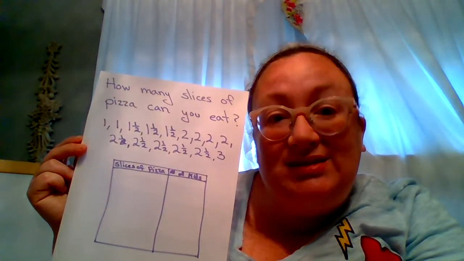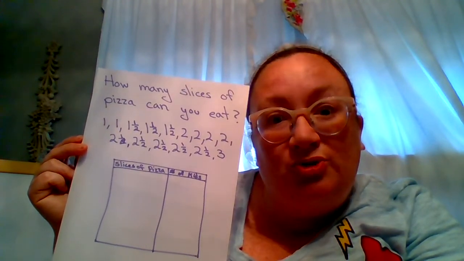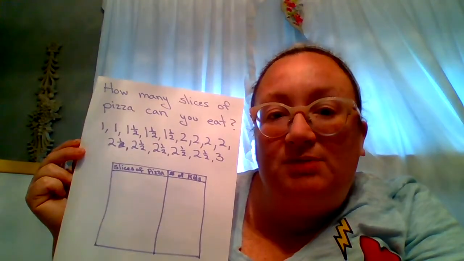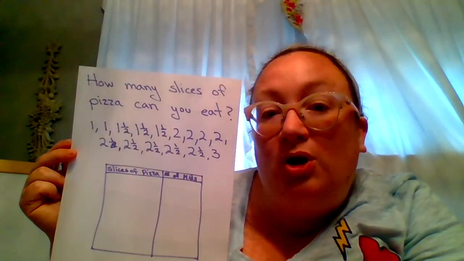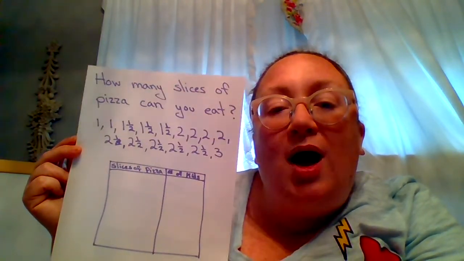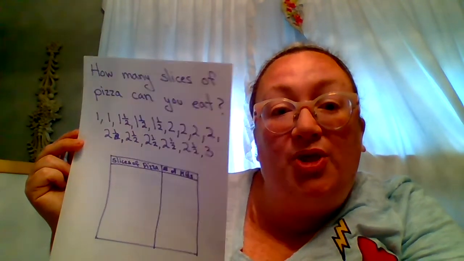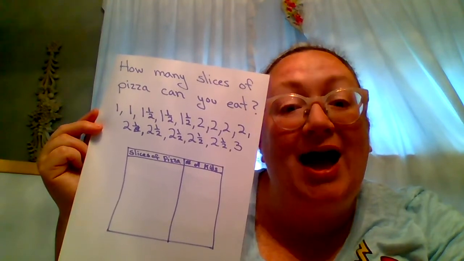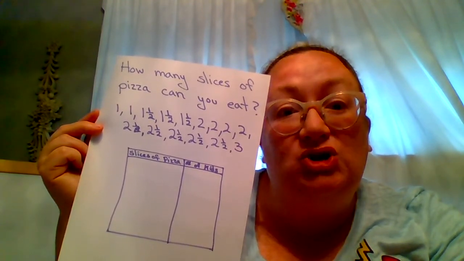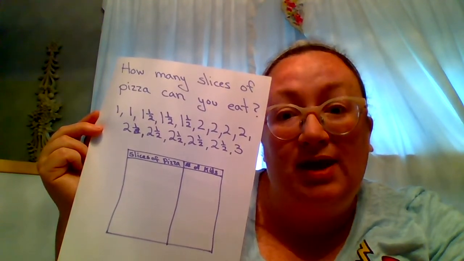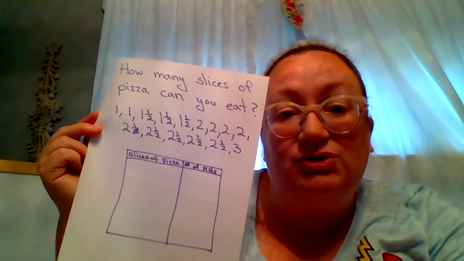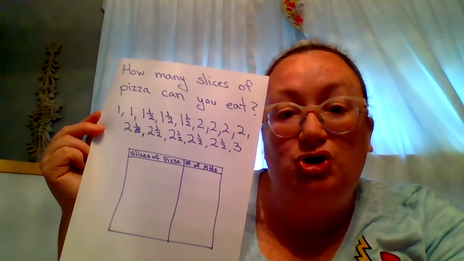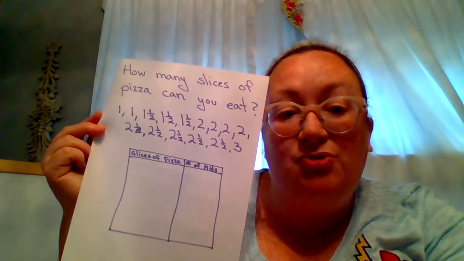So as you can see, I have multiple responses. Some kids could eat 1, some could eat 1.5, some could eat 2, 2.5, or 3 even. So I'm going to show you what to do with this data, okay? Now, if you've noticed already, I put it in order from least to greatest. So I started with 1. I grouped all the 1s together. I then did 1.5, grouped all those together, 2, 2.5, and 3.